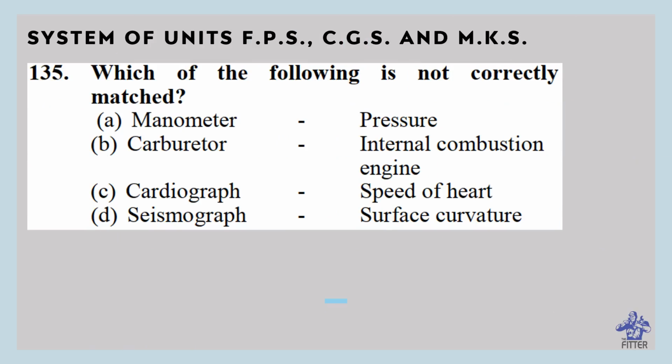Which of the following is not correct? Manometer, pressure, right. Carburetor, internal combustion engine, right. Cardiogram, speed of heart. Seismograph is used to measure earthquake. This is the wrong one.